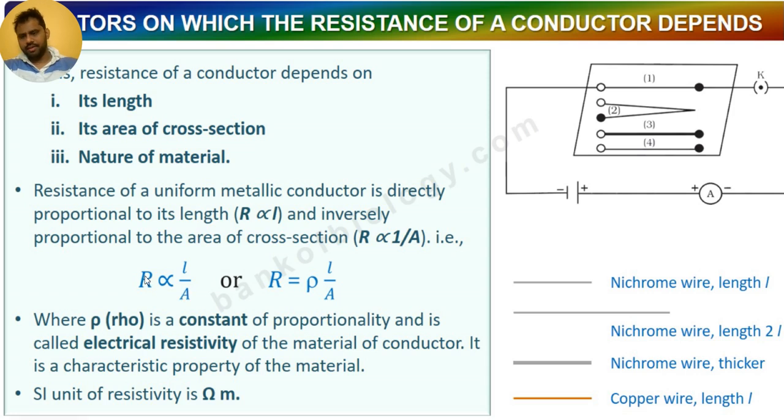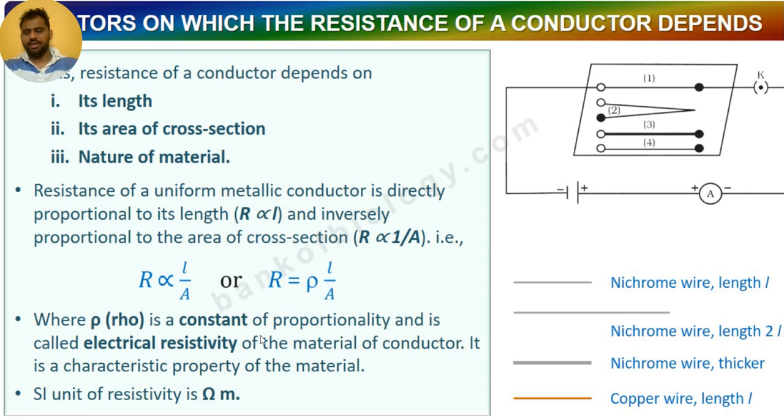So whenever we get this, R is directly proportional to length and inversely proportional to area of cross section, in order to remove the proportionality symbol, we insert another constant called rho. Rho is a constant of proportionality and is called the electrical resistivity of the material of the conductor. It is a characteristic property of the material. The SI unit of resistivity is ohm meter.